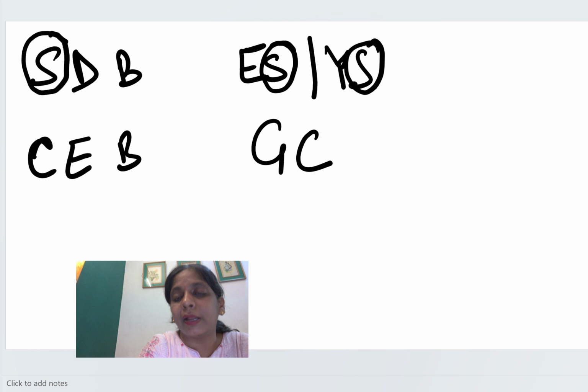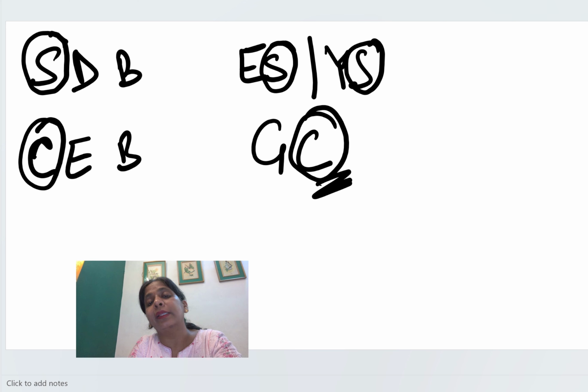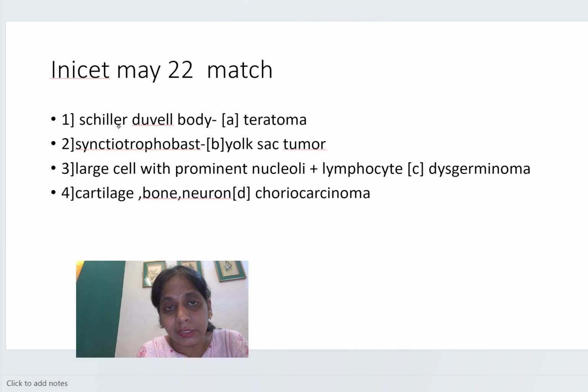So you can see S of Schuller is found here in the name of the tumor, endodermal cell and York sac tumor, and Call Exner bodies, C is in the granulosa cell tumor. This is how we learn in the practice. Even we also forget. Okay, so Schuller Duval bodies is found in this, has a question in INICET May 22.